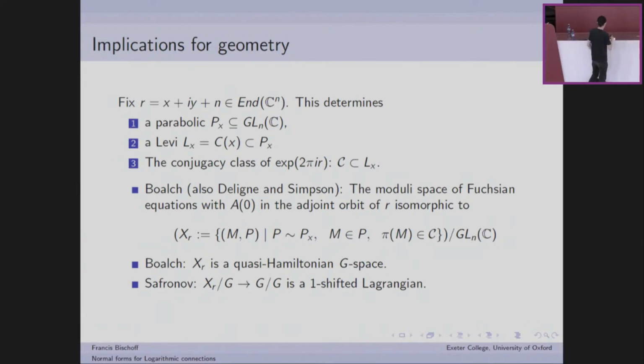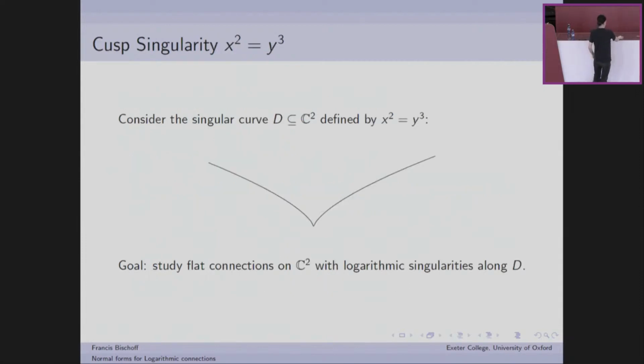So now I want to generalize this picture. What I want to consider now is flat connections in higher dimensions, and they can have singularities along a hypersurface. In this case, I want it to be this curve here, defined by this equation, x squared equals y cubed. It has a singularity at the origin, so it has a cusp. I want to consider flat connections that have a singularity of the simplest form, called logarithmic, along this curve.